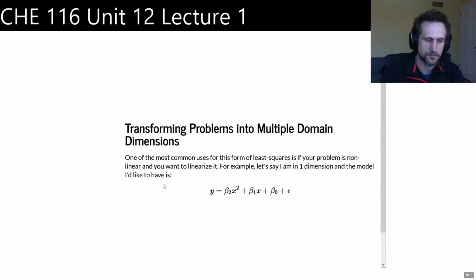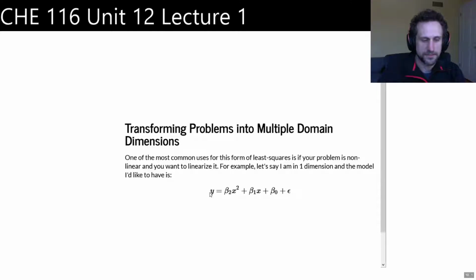common trick people use. So all of our regression has been linear so far. That is, it always is like a coefficient times a dimension. But there's one trick we can use to convert nonlinear problems into multiple dimensional problems.